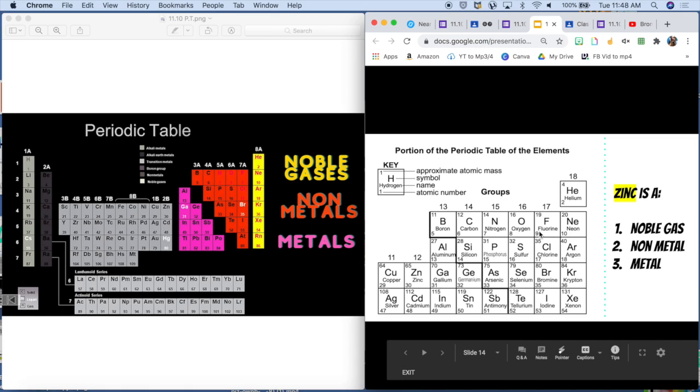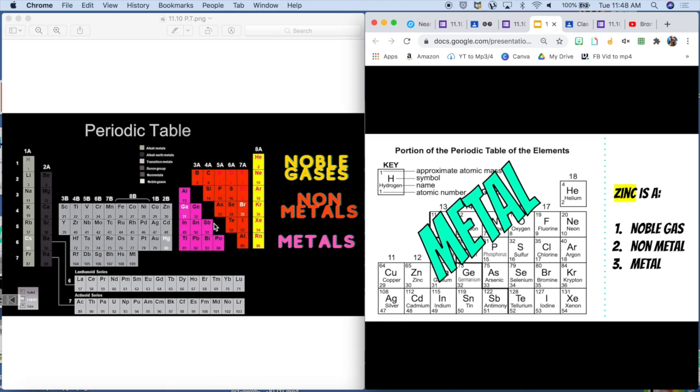Anything on top of the staircase is a non-metal. Anything below the staircase is a metal. Again, here's our staircase. Zinc is underneath it, right here.